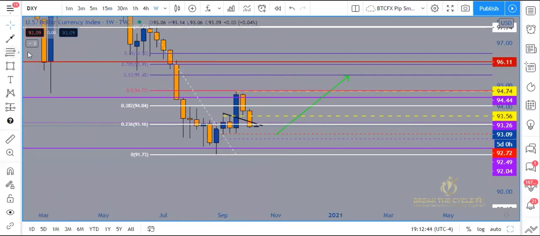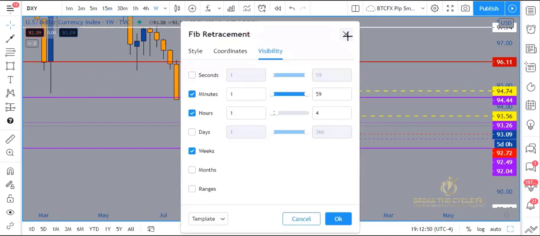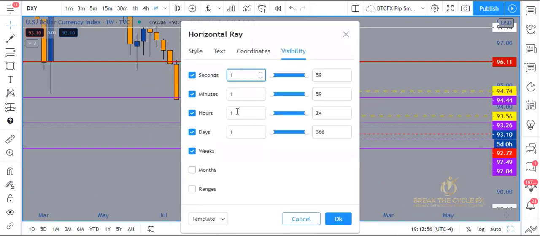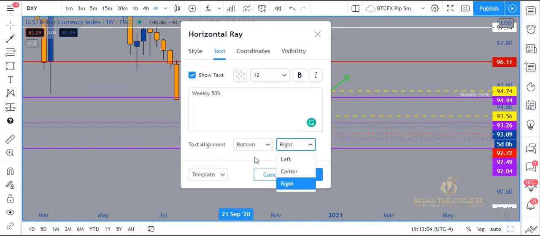So I'm going to drop another fib. We know that this is the 50 level. Let me just do this right here. Let me write some things on here real quick. Weekly 50%. We're going to put that to this bottom right. So we got the weekly 50% right there.